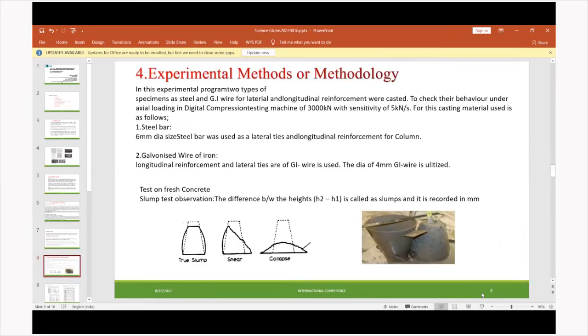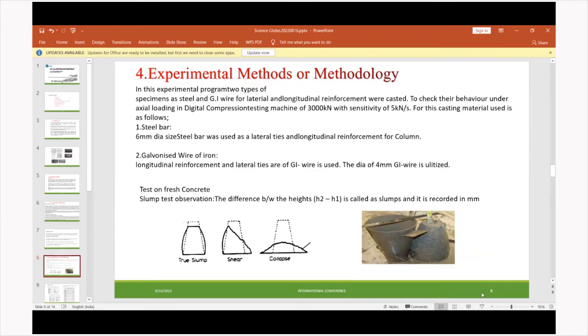Experimental methods or methodology used under this project. In this experimental program, 2 types of specimens, with steel or GI galvanized iron wire for lateral and longitudinal reinforcement, were cast to check their behavior under axial loading in a digital compression testing machine of 3000 kilonewton with a sensitivity of 5 kilonewton per second. The casting materials used are as follows.